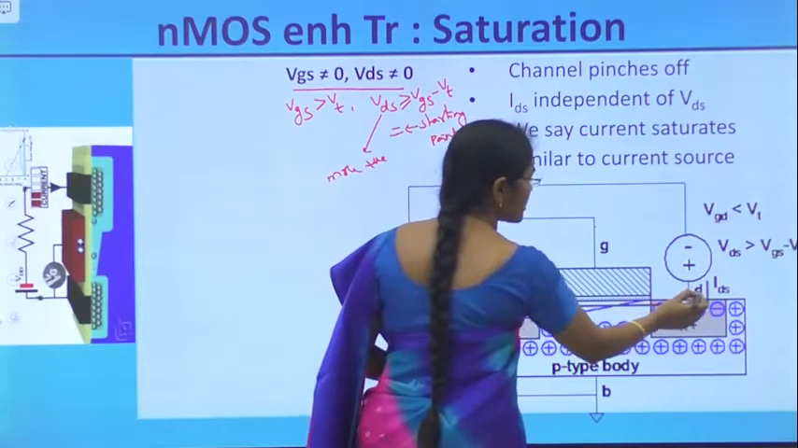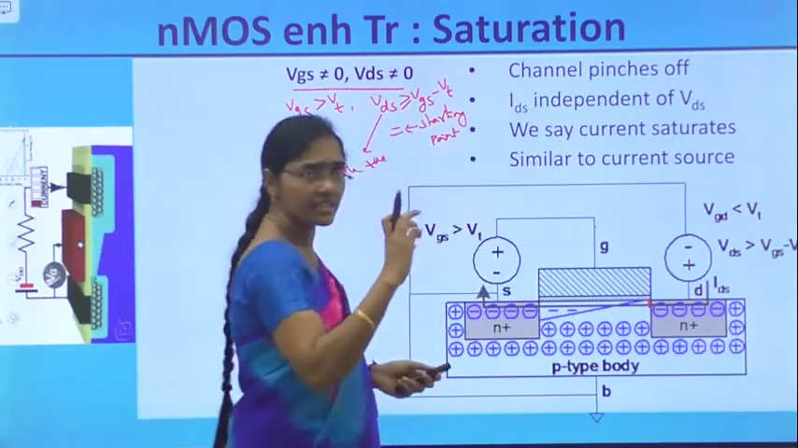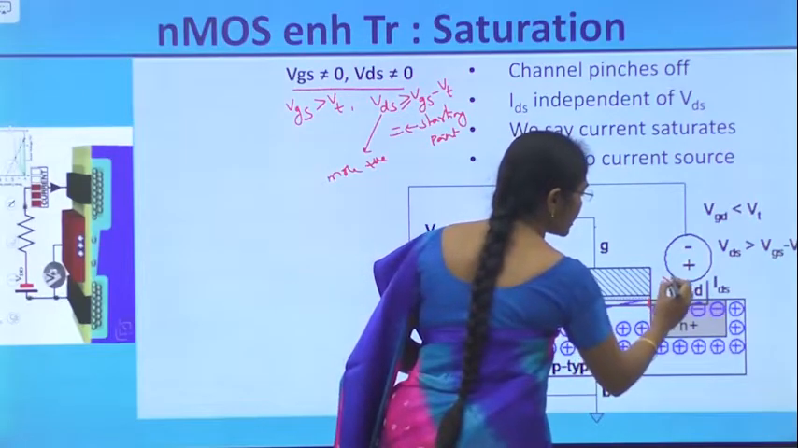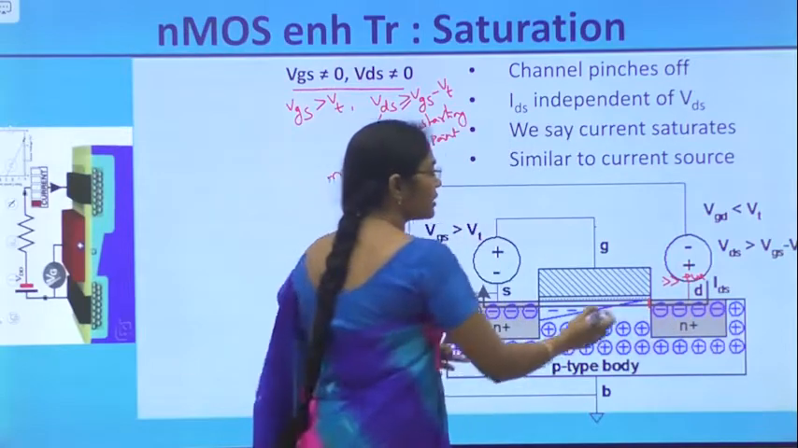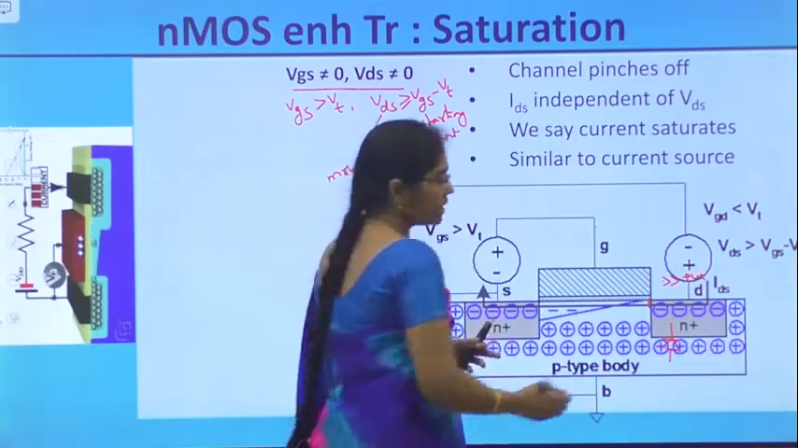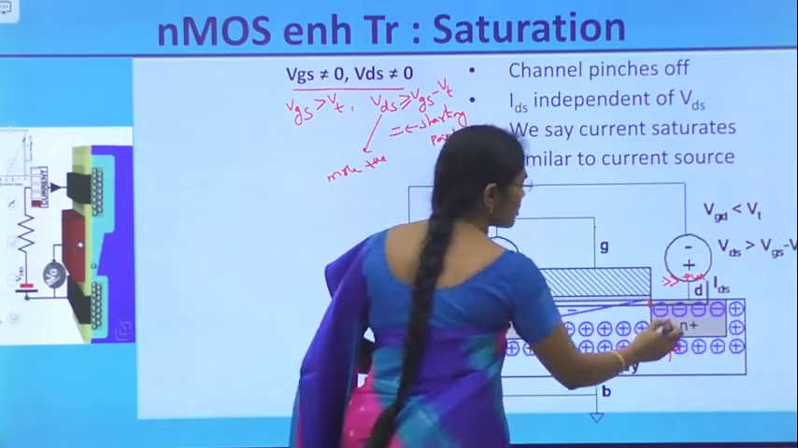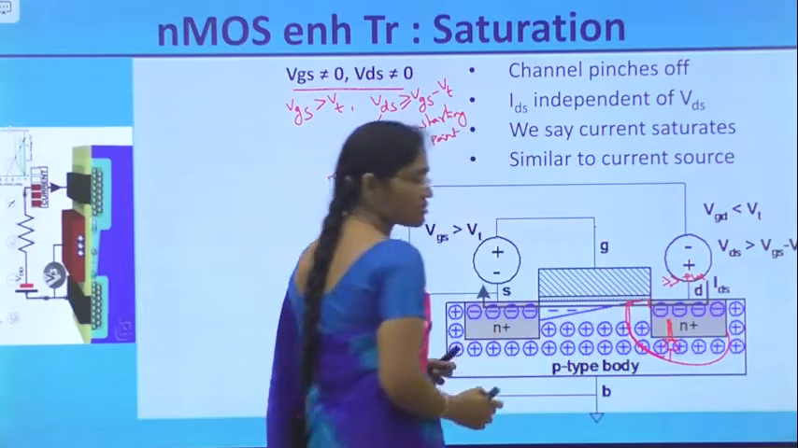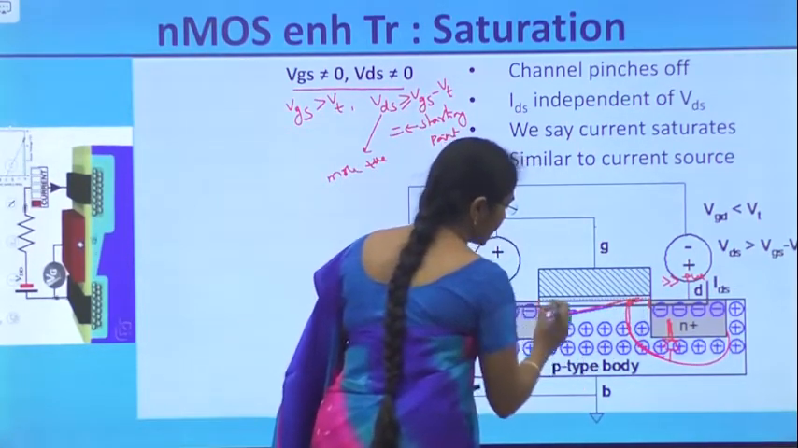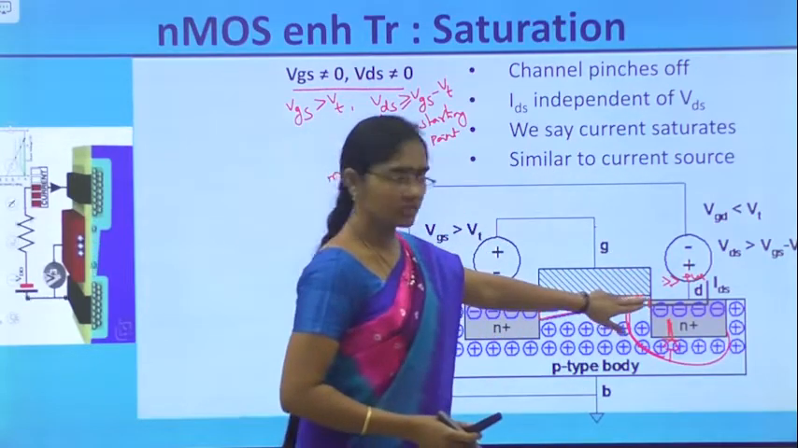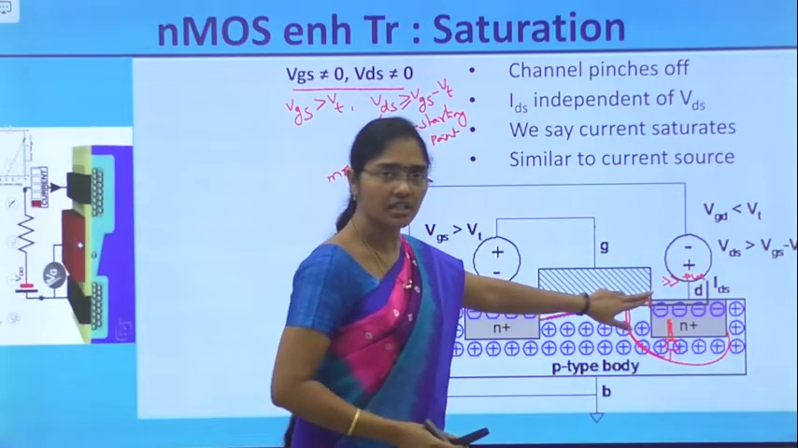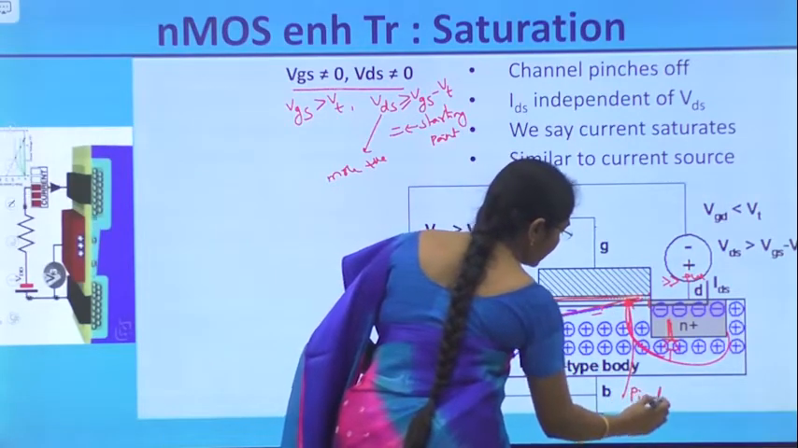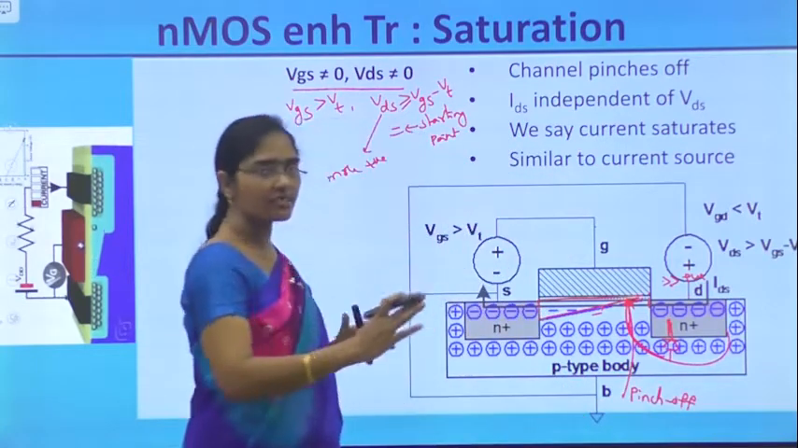Already because of some positive potential here, the channel height is reduced at the drain end when compared to the source end in the previous non-saturation region itself. Now because of applying more positive voltage, what will happen? Because of the diode structure, and at the negative terminal we are applying more positive, the depletion region is increasing. Because the depletion region is increasing, the channel width is reduced. So the channel shape now becomes like this. Means at the drain end, the channel is decreasing, and at one point the channel will be pinched off. That means it is disconnected from the source end.